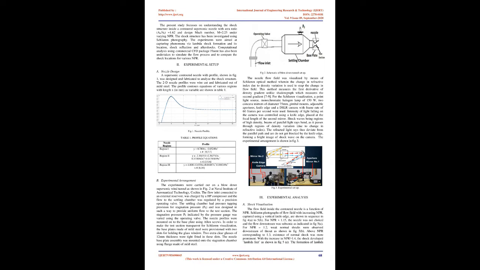As the NPR increases, the lambda feet grow bigger and become asymmetric, thus making the separation shear layer highly unstable, which subsequently grows into large eddies in the flow downstream.